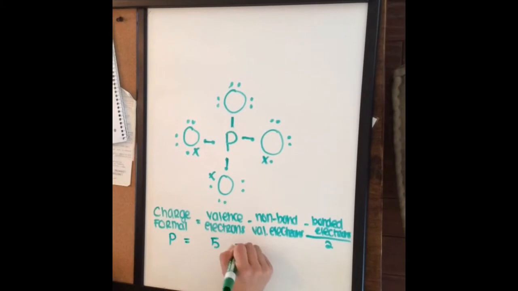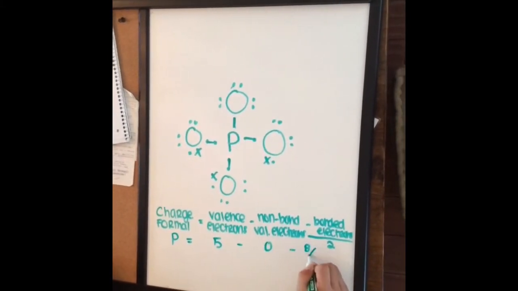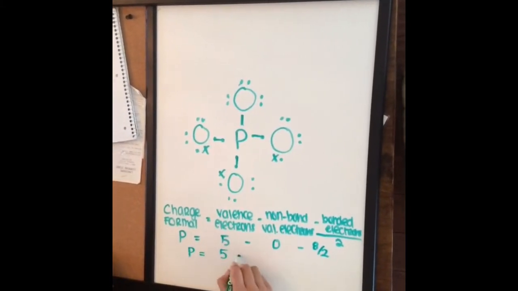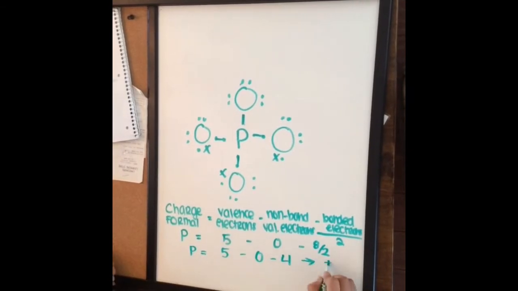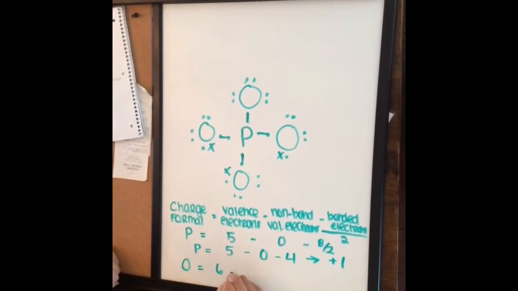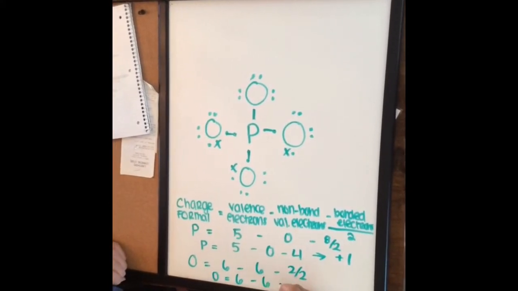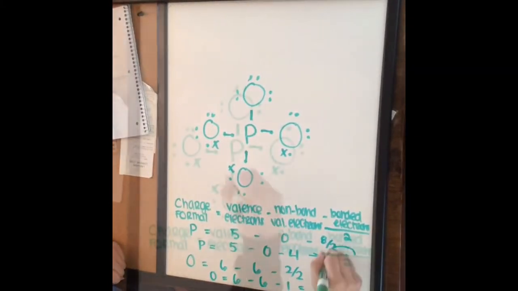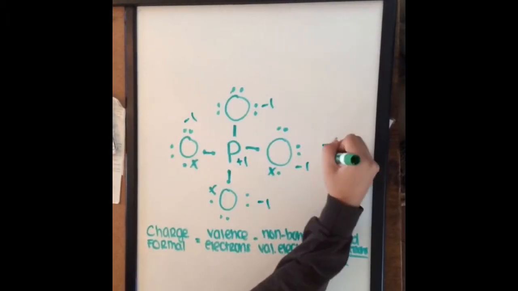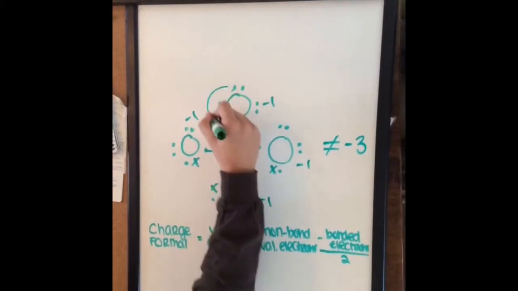The phosphorus molecule has 5 valence electrons, 0 non-bonded valence electrons, and 8 bonded electrons divided by 2, leaving you with a positive 1 charge. The oxygen molecules each have 6 valence electrons, 6 non-bonded valence electrons, and 2 bonded electrons divided by 2, leaving a negative charge.